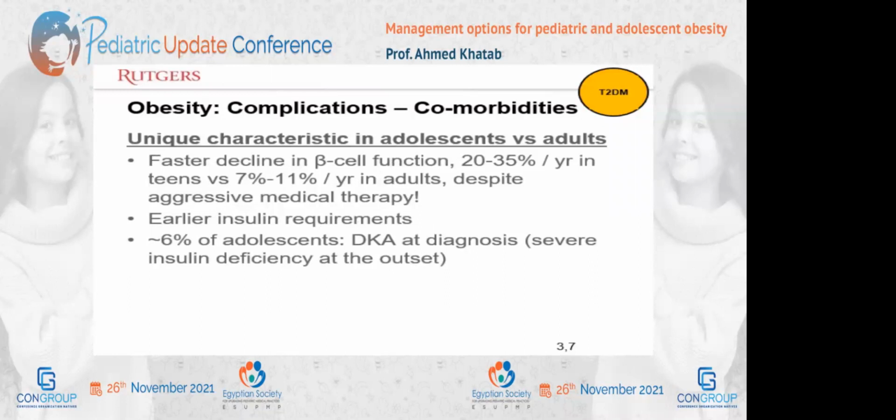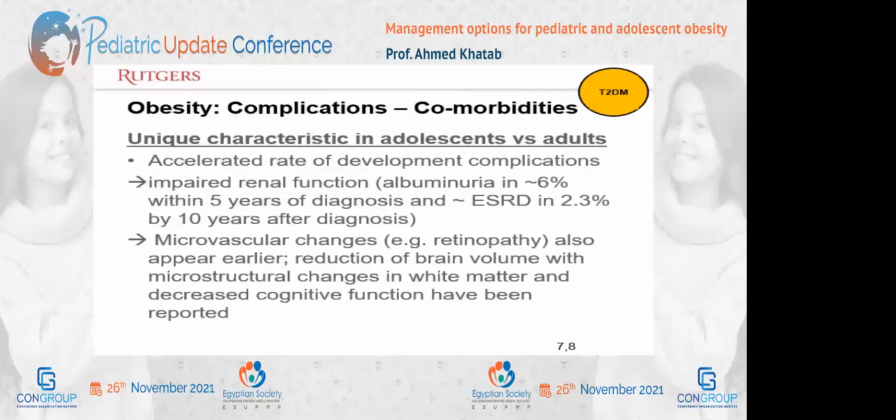Additionally, they usually require insulin earlier and about 6% of adolescents present in diabetic ketoacidosis at the diagnosis, where there's severe insulin deficiency at the outset. There's an accelerated rate of development of complications.